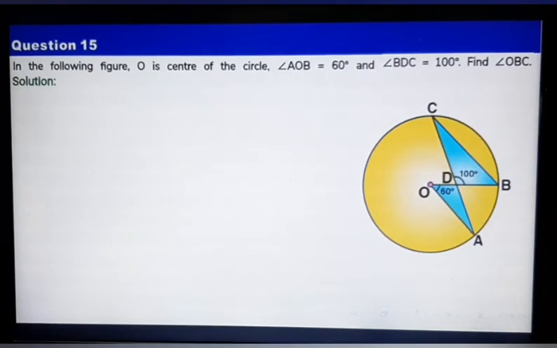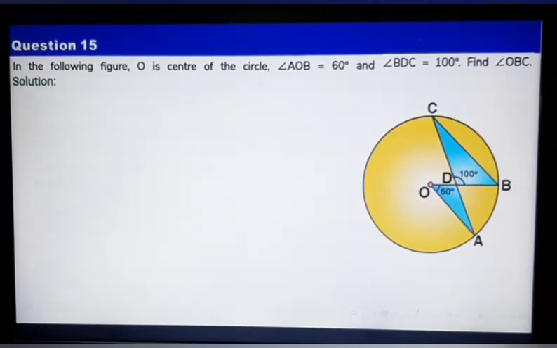All right, so this is my next question, and this is going to be the last question for the day. The question says, in the following figure, O is the center of the circle. AOB is given to be 60 degree and BDC is given to be 100 degree. So you need to find the value of angle OBC. OBC means we need to find the value of this angle.